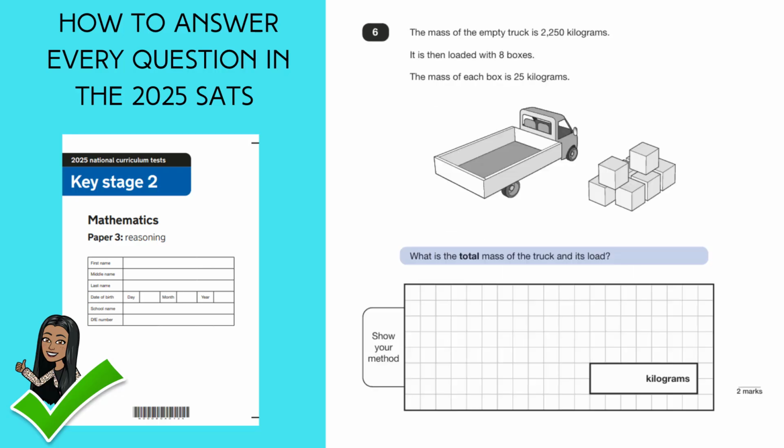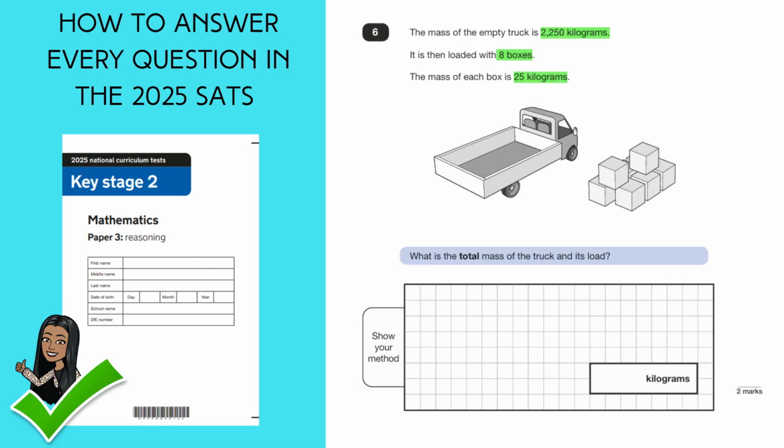Question 6. The mass of the empty truck is 2,250 kilograms. You might want to highlight some information. It is then loaded with 8 boxes. The mass of each box is 25 kilograms. What is the total mass of the truck and its load?